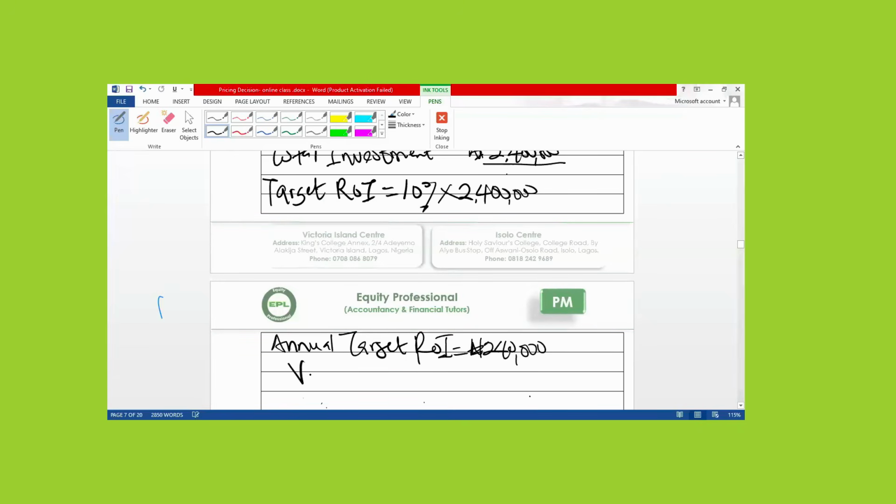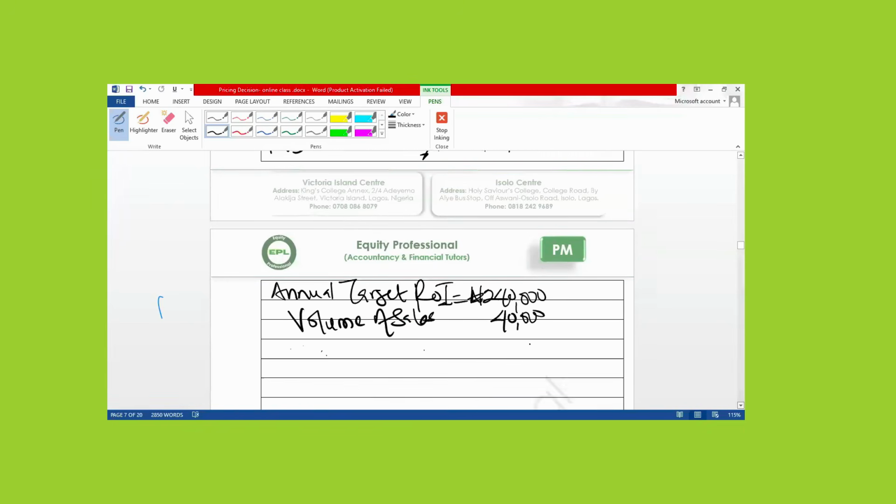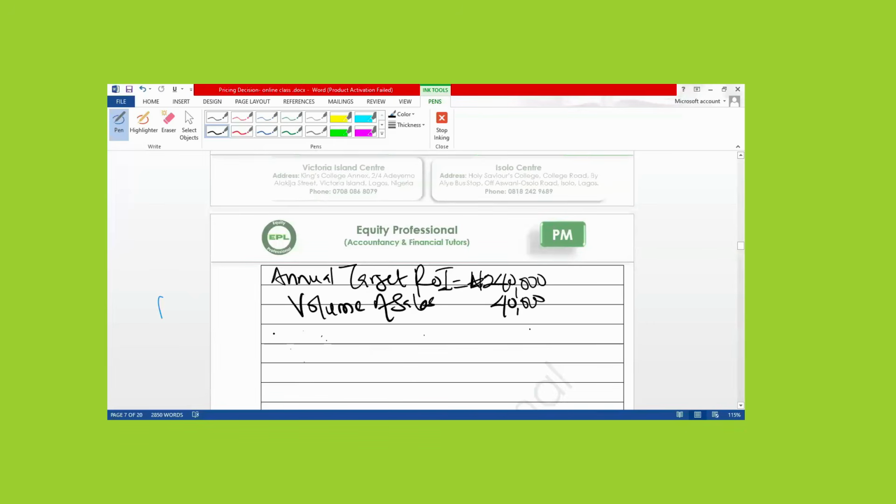What's my volume of production or volume of sales? 40,000 units. Calculate target return per unit. 6 naira. Target return on investment per unit, that will give me 6 naira. 6 naira will be added to the total cost.